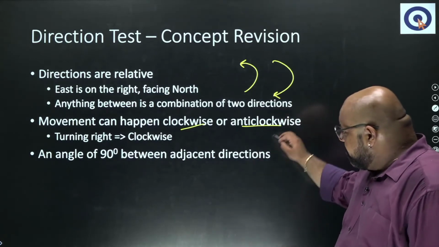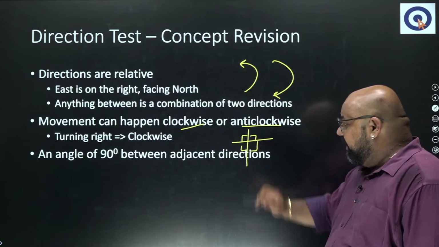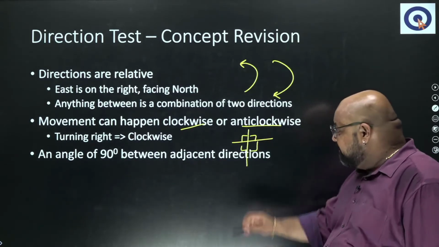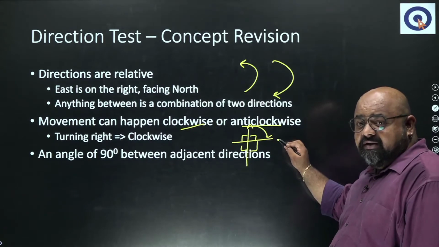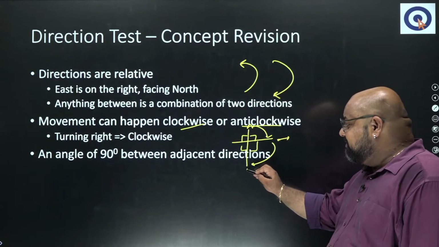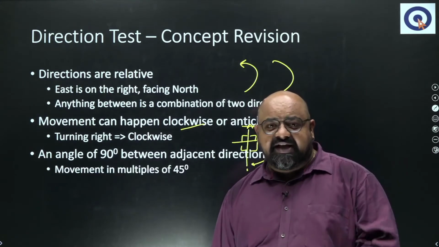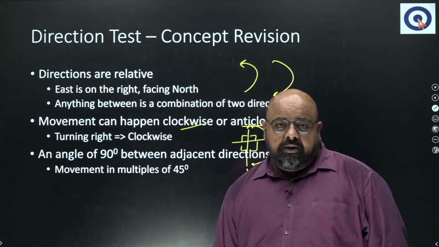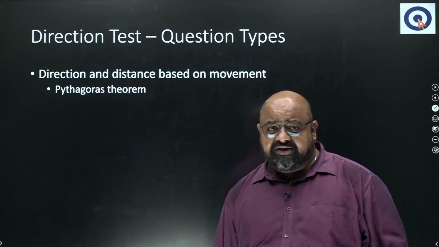Also, when I draw this kind of a figure, you have to understand these four angles are 90 degrees. So if I'm facing north and I turn clockwise 90 degree, I'll start facing east. If I'm facing east, I turn another 90 degree, I'll start facing south, and so on. So questions can be based on all of these aspects. There could be distance and direction based questions.